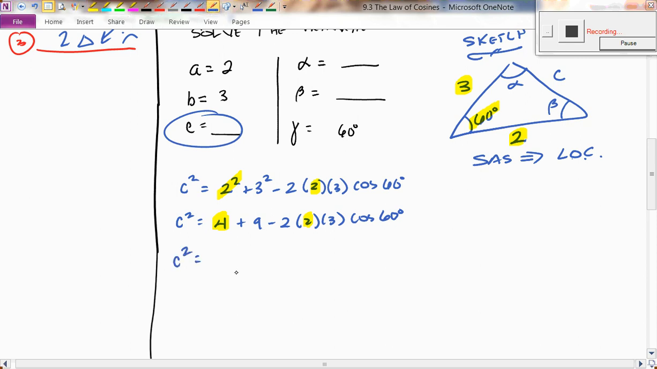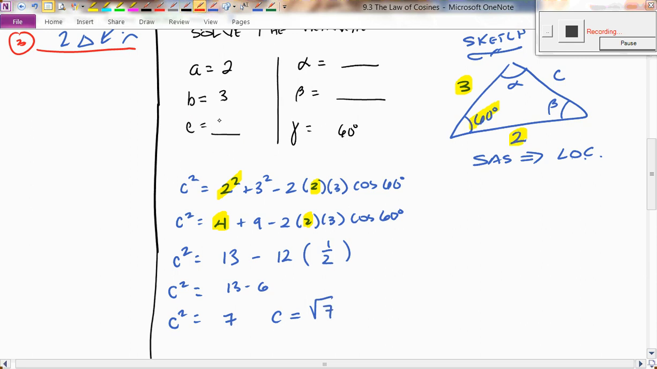So 4 plus 9 is 13, right? Minus 2 times 2 is 4, times 3 is 12, times the cosine of 60 degrees, and the cosine of 60 degrees is a half because we all have that one memorized, right? So I'm going to have 13 take away 6. So c squared must be 7, which means c must be the square root of 7. Of course, we take the positive one because we're dealing with distance here. So this must be the square root of 7, and we just keep on going along.